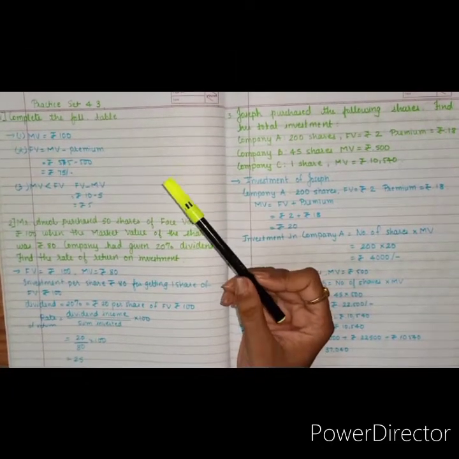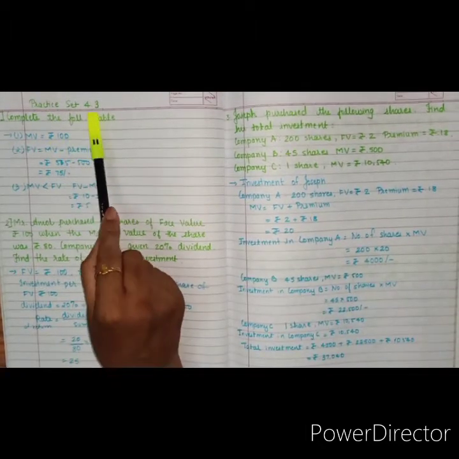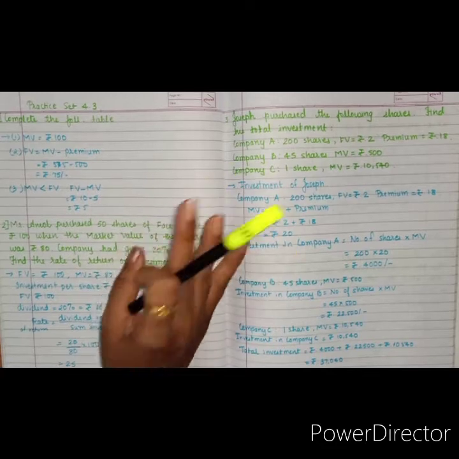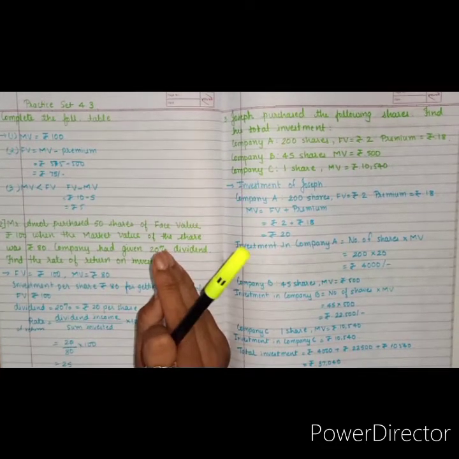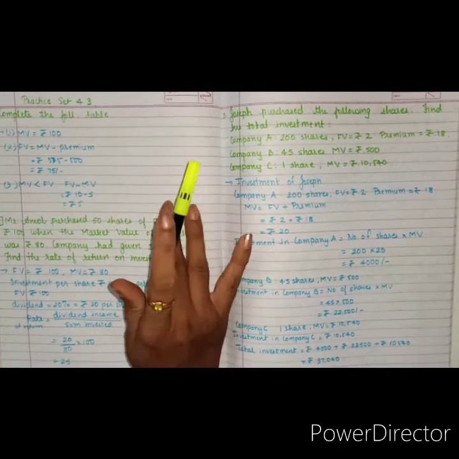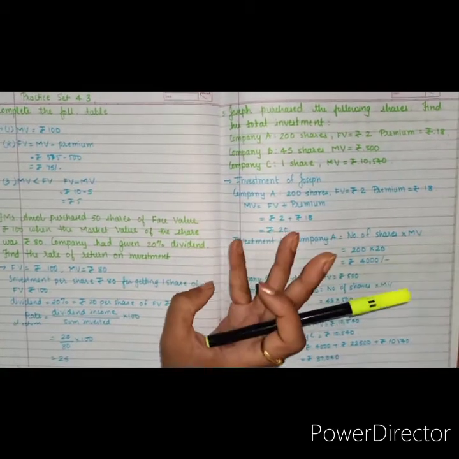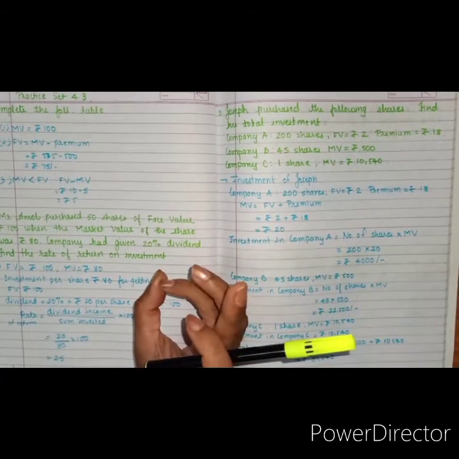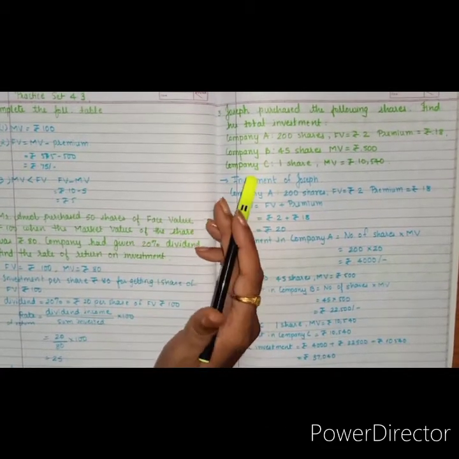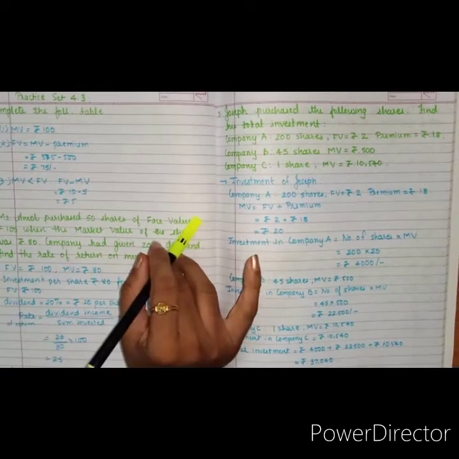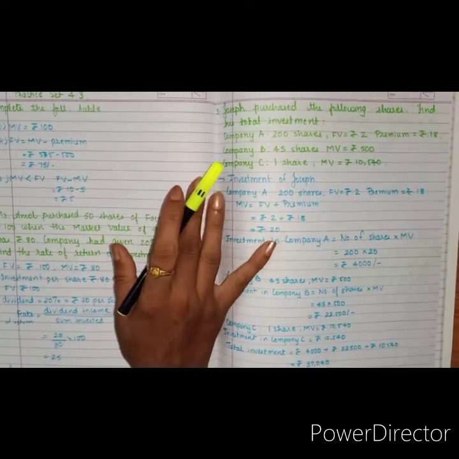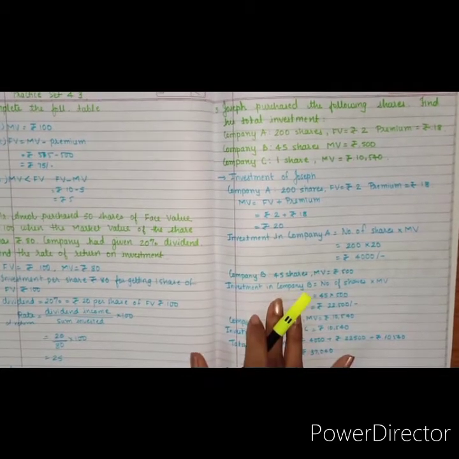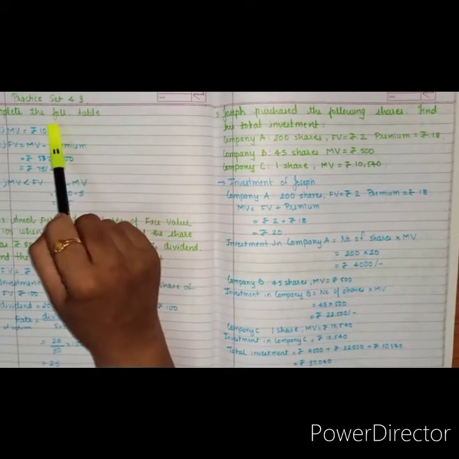In this module, we are going to start with practice set 4.3. Before this, I hope that you have recalled what I have explained in my last module, that is about shares, then face value, market value, and the difference between face value and market value. I hope you remember that. If not, just recall it, because that is what we are going to use to solve these examples. So let us begin with the first example.